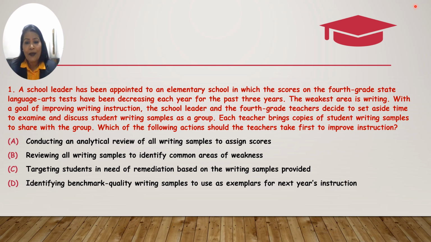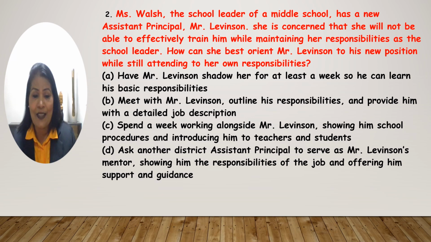So the option is B. Actually speaking, this question tests the school leader's understanding of how to provide instruction that meets the standards of rigor measured by standardized assessment. Identifying specific areas of weakness will help teachers focus instruction and assessment on those areas most likely to adversely affect students' performance. So, you got it. Option B is the correct answer. Now, let us move on to the next question.